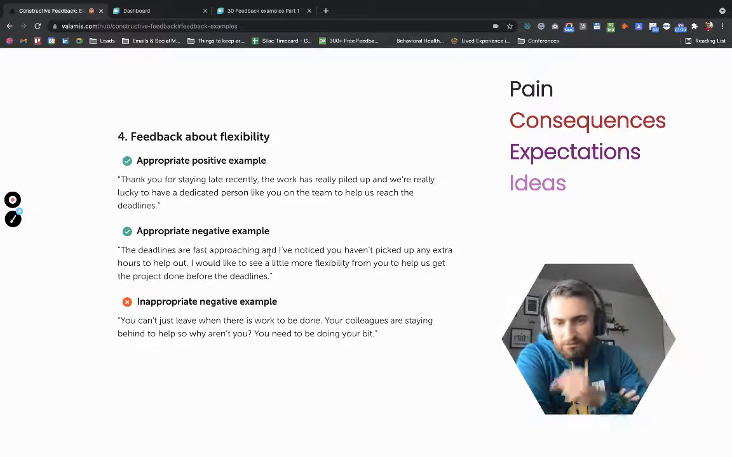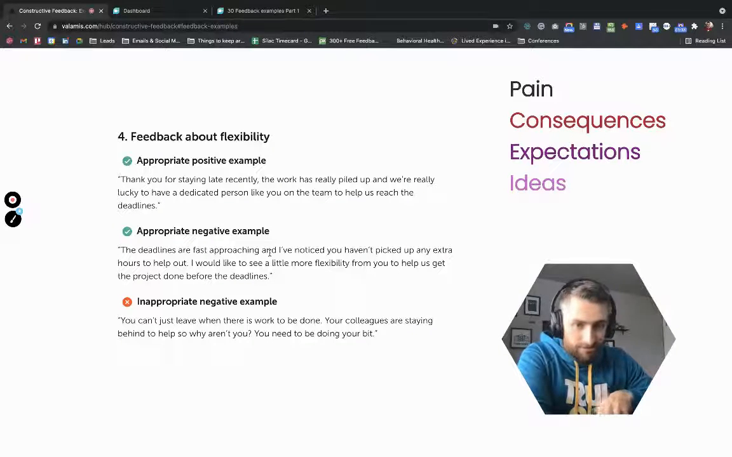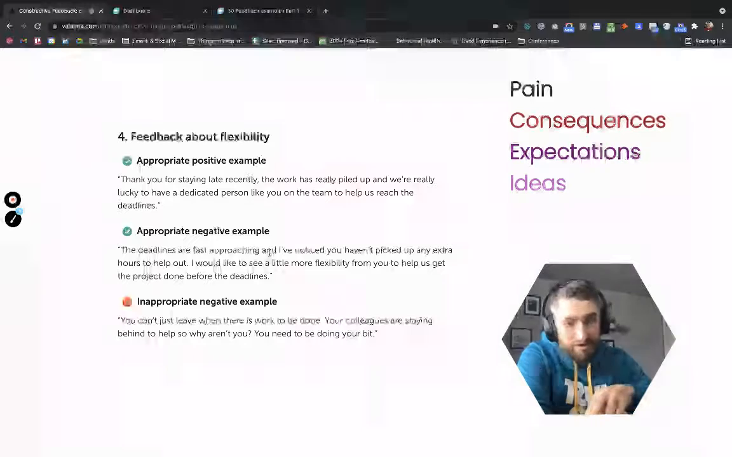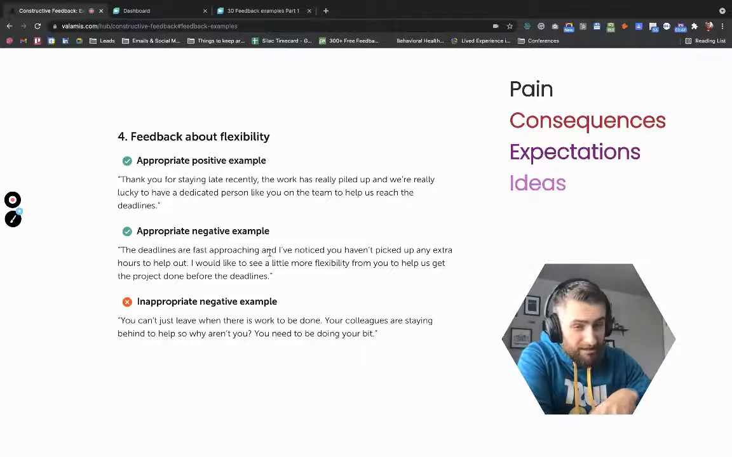Great. This is a good example. One, pain, right? Thanks for staying late. The pain was there was more work than could be done in the hours permitted in a normal day. The pain is there. It was expressed what you were fixing. The consequence of it was obviously that we got that work done. Now, it's kind of implied, it doesn't directly say, but it's still kind of there.